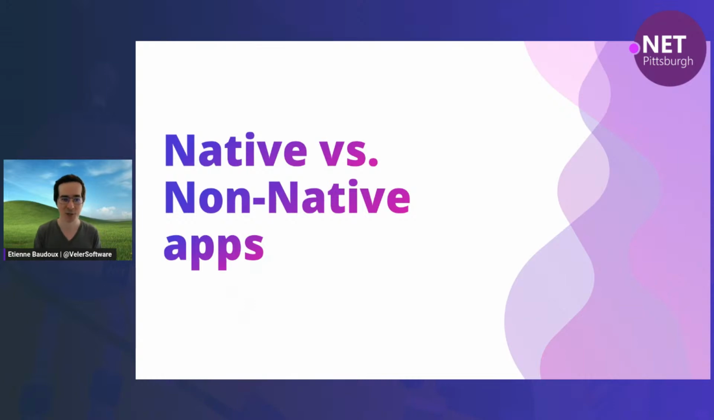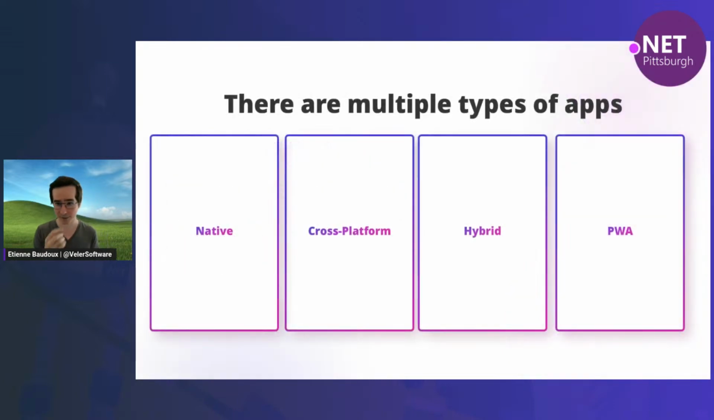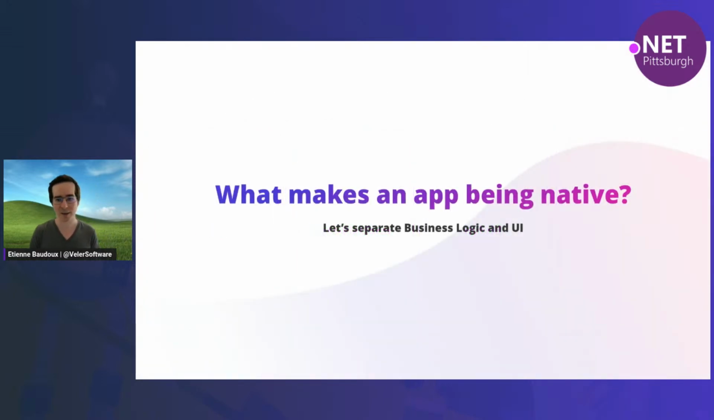Make the difference between a native and a non-native app. You may already know that there are multiple kinds of apps out there. You can have native apps, cross-platform, hybrid, and PWA, which stands for progressive web app. But the thing is that by preparing this presentation for you, I realized that a lot of people were confused about what makes an app native. And let's try to demystify this here.